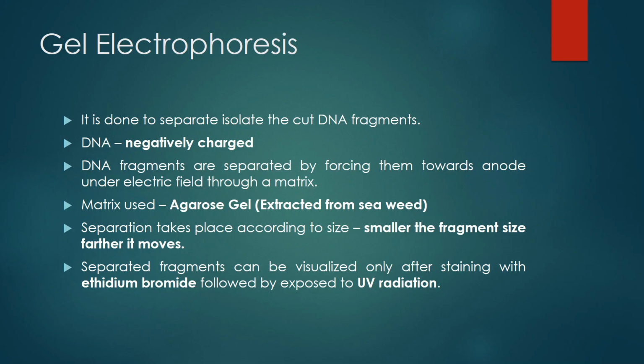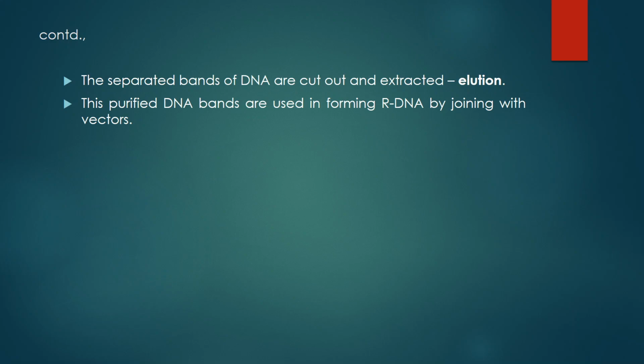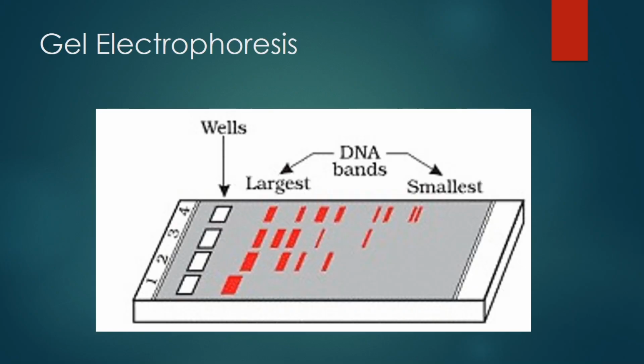Separated fragments can be only visualized after staining with ethidium bromide, followed by the exposure to UV radiation. On visible light, the separated fragments cannot be seen clearly. On staining with ethidium bromide and exposure to UV radiation, bright orange color bands of DNA are seen. The separated bands of DNA are now cut and separated from the matrix and extracted. This process is known as elution. These purified DNA bands are then used in the synthesis of rDNA by joining with the vectors.